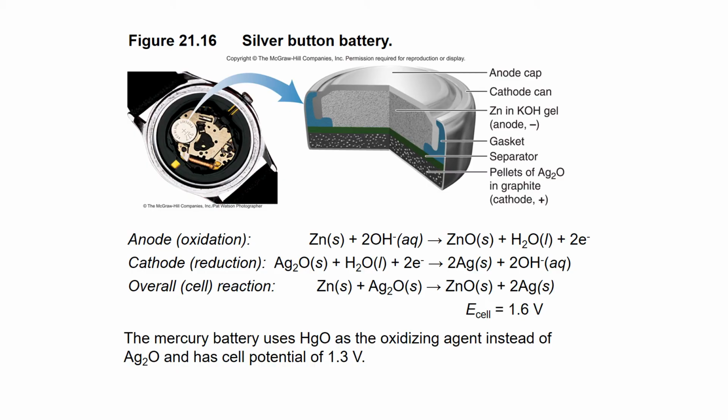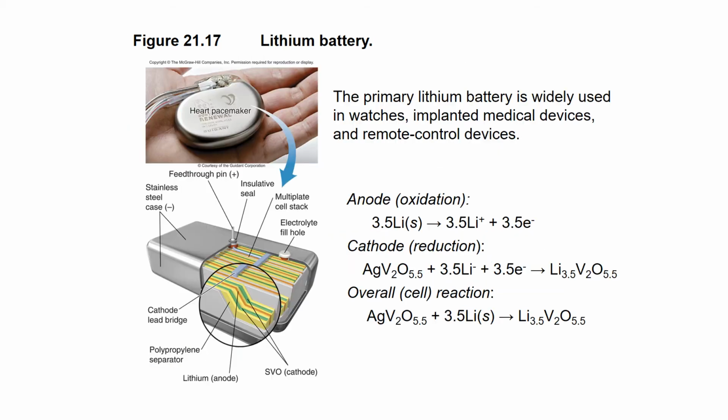Then we have the other type of battery that you use in your watches, the silver button battery. This is still some aspects of industrial application of electrochemistry. So you see the components there, and we look at the half reactions and then the combined cell reaction. And once you combine that, you get the E cell, which is 1.67. So this is another type of battery.